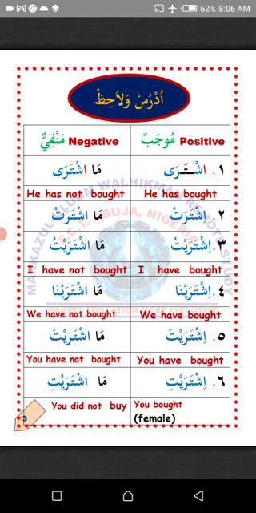Khamsa, number five. Ishtarayta, you have bought, talking to a single male person. Mashtarayta, you have not bought. Sitta, number six. Ishtarayti, you have bought, talking to a single female person. Mashtarayti, you have not bought. La'alaka fahimt? I hope you understand the logic. MashaAllah.